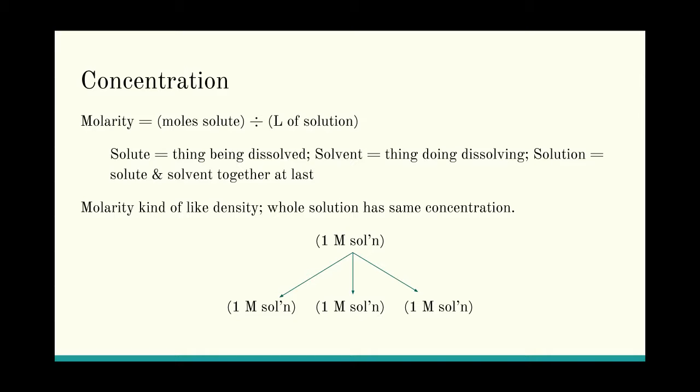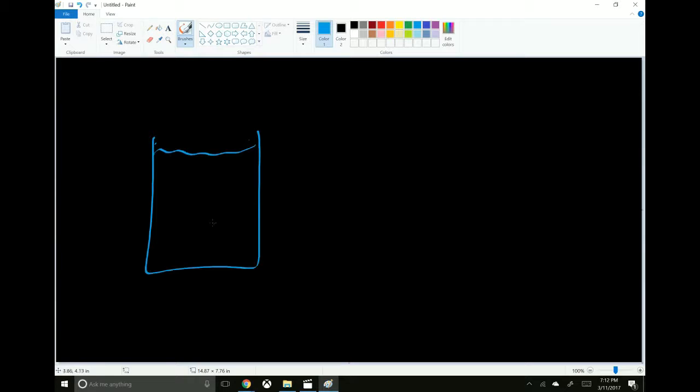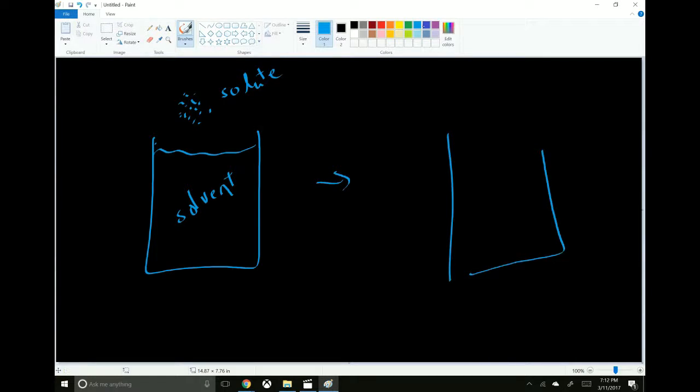Okay. So remember, the solute is the thing being dissolved. The solvent is the thing doing the dissolving. So sugar is the solute. Water is the solvent in this previous example. And the solution is both of them together, so the sugar water. Here's your water. This is the solvent. Here's your sugar being poured in. And that's your solute. And when you have them all together, that is your solution.